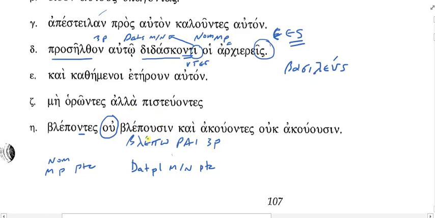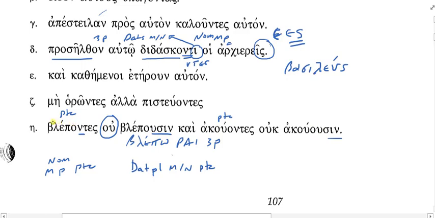Okay? So I need to translate these as finite verbs. Or this is a finite verb. And then I'm going to do the same thing with akuusin. Okay? So both of these are the same parsing, just different verb forms. They do not hear or see, and they do not hear. Okay? And these participles are merely modifying those main clauses. That is, seeing, they do not see, and hearing, they do not hear.